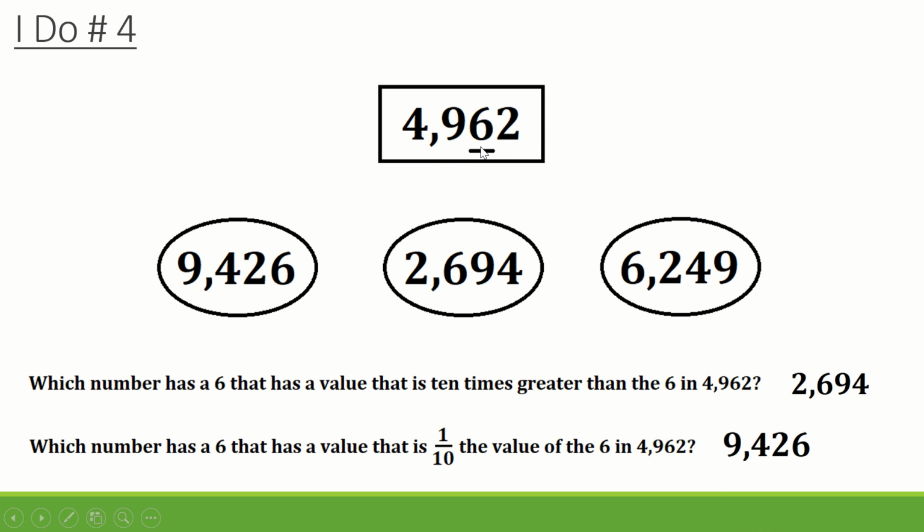And so what is 1/10 of 60? 1/10, one part out of 10 that can be used to make 60, is 6 ones. And again, I can flip that and reverse that and say that this 6 here is 10 times greater than the 6 in the ones place here.